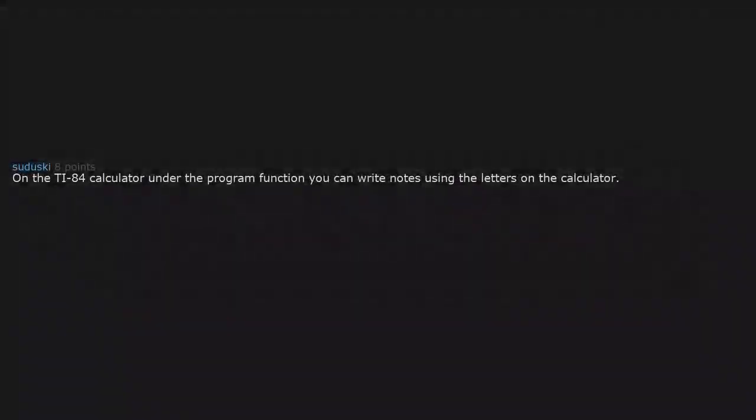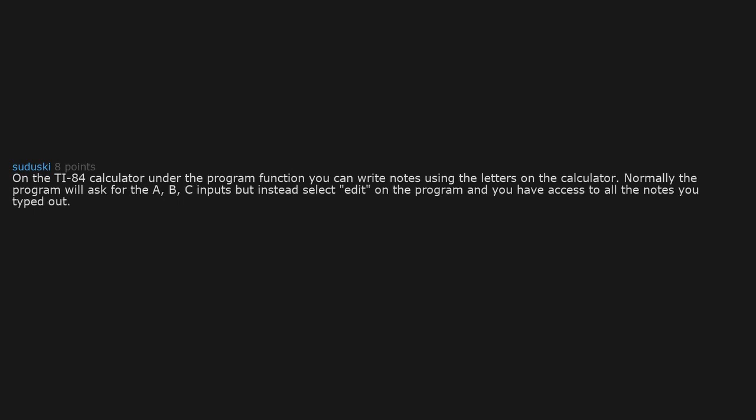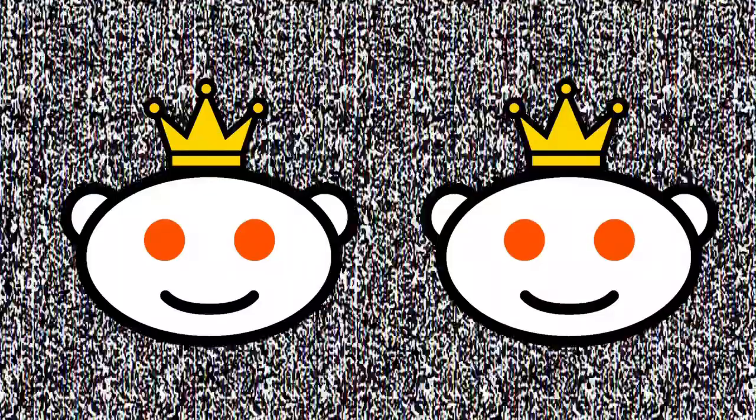On the TI-84 calculator under the program function you can write notes using the letters on the calculator. Normally the program will ask for the A, B, C inputs but instead select edit on the program and you have access to all the notes you typed out. Yep, for the non-programmers among us. I did that just last week in my college algebra class. Have two identical calculators. After teacher wiped everything on the first one, just swap it with the programmed one in a second.